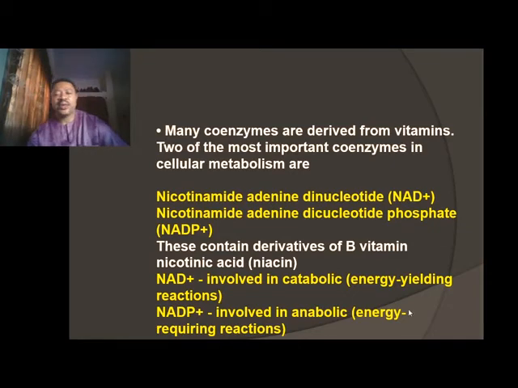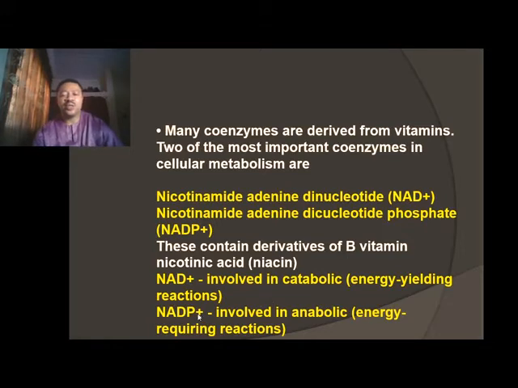NAD+ is involved in catabolic reactions. So when we have catabolic reactions, energy yielding reactions, NAD mediates. And remember that these catabolic reactions produce energy. The energy can now be picked up, and in this case, NAD can act as what will pick up this energy.